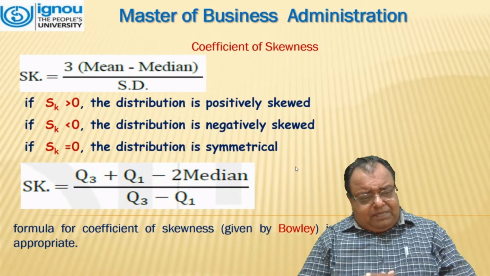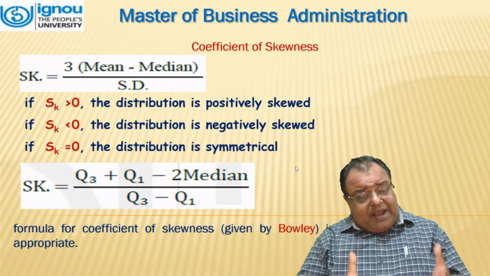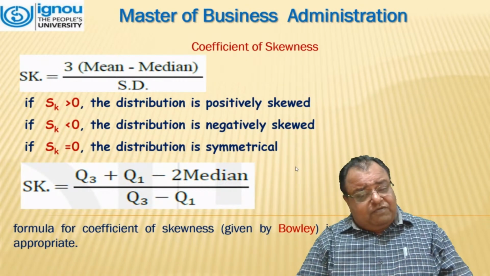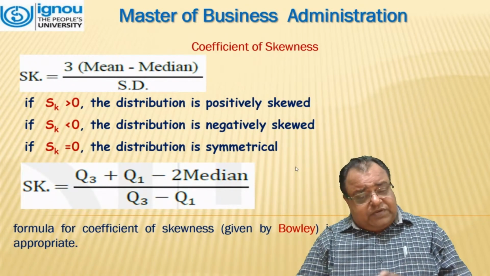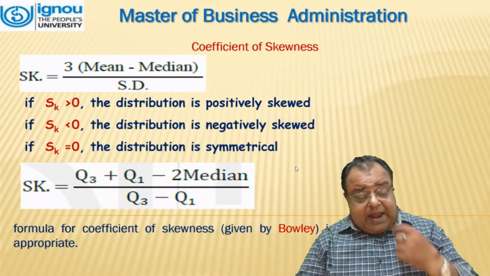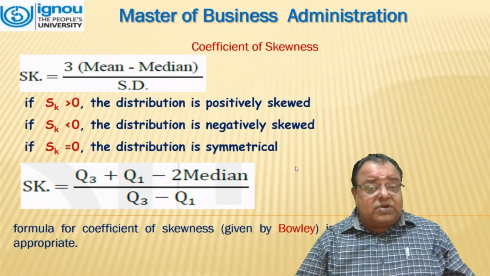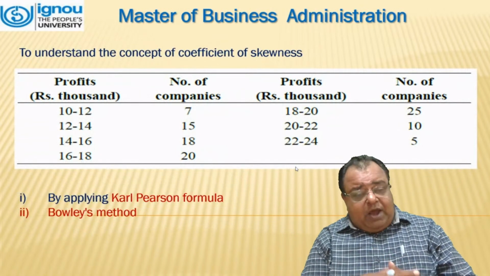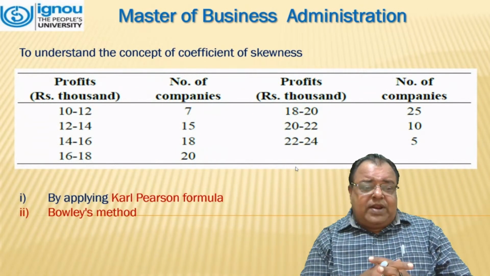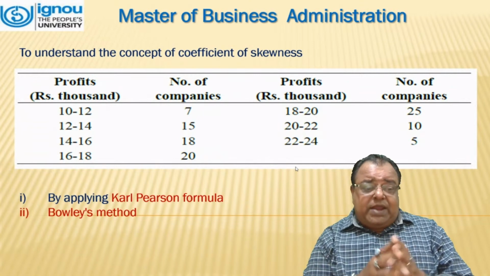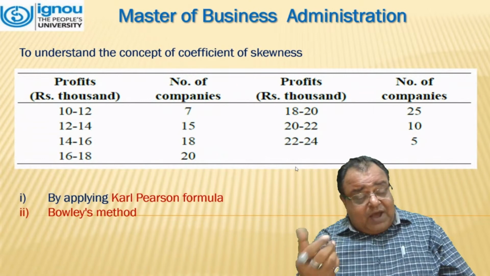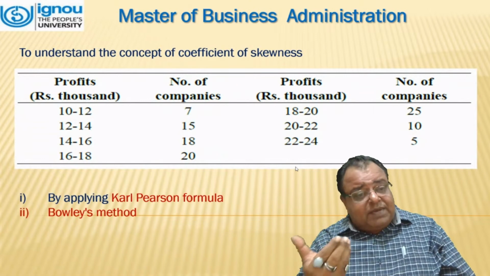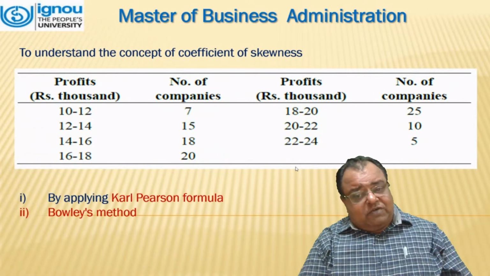Q3 plus Q1 minus 2 times the median, divided by Q3 minus Q1. It is the formula for coefficient of skewness which was given by Bowley, and it is more appropriate because we use it. Now, here again we will discuss a problem and we will see the difference between the application of the Karl Pearson formula and Bowley's method for calculating the coefficient of skewness.